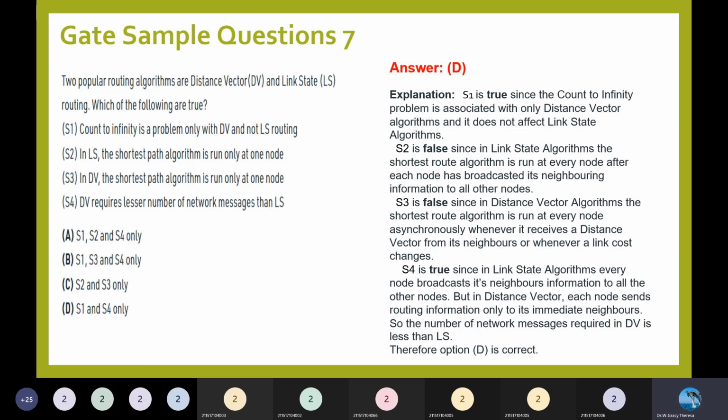And S4 is true, since in link state algorithm every node broadcasts its neighboring information to all nodes, but in distance vector, it does not send routing information to all nodes; it only sends its information table to neighbors. That is why DV requires a lesser number of network messages than link state routing protocol. Therefore, option D is correct in this particular question. So if you know the concepts of distance vector and link state routing protocol, it is quite easy to solve these questions. If you are very clear with the problems, then it will be very easy to solve.